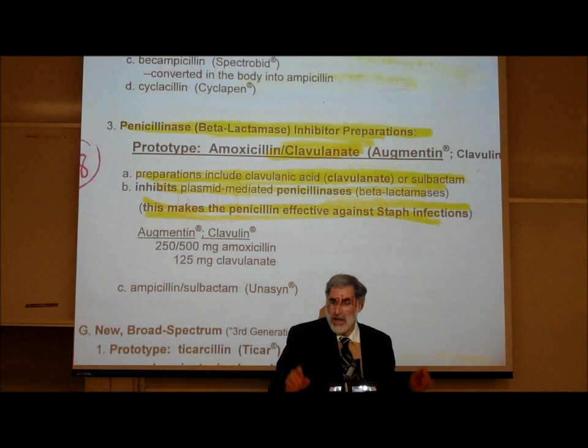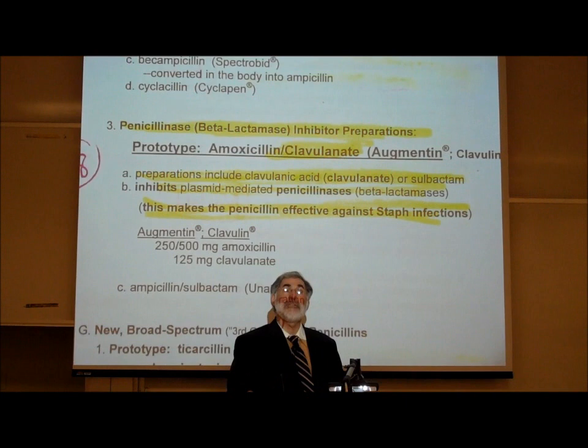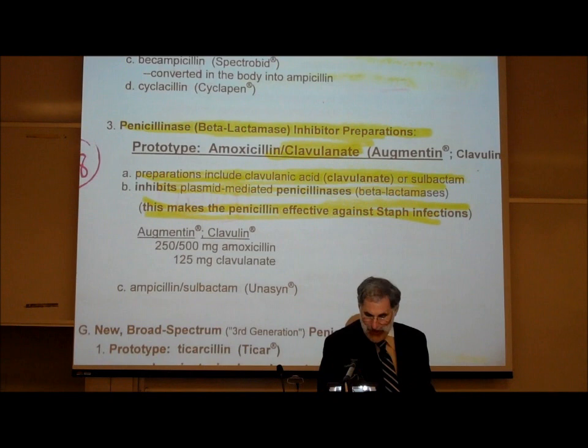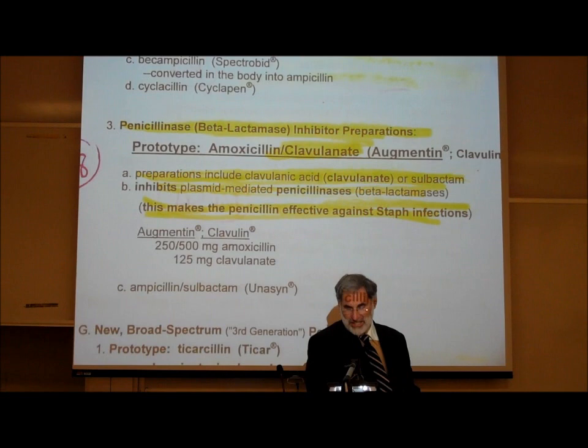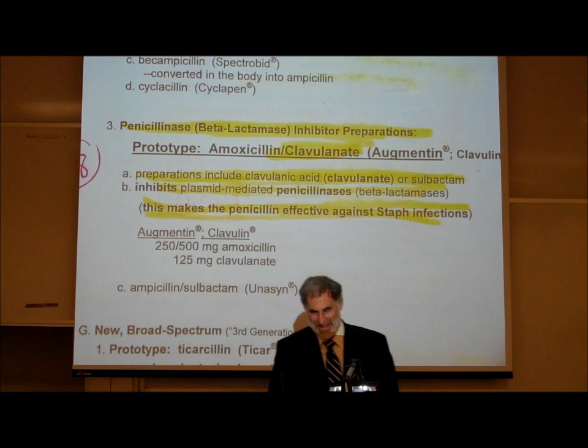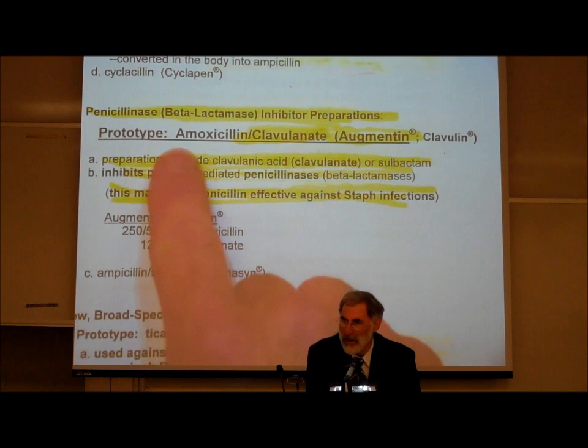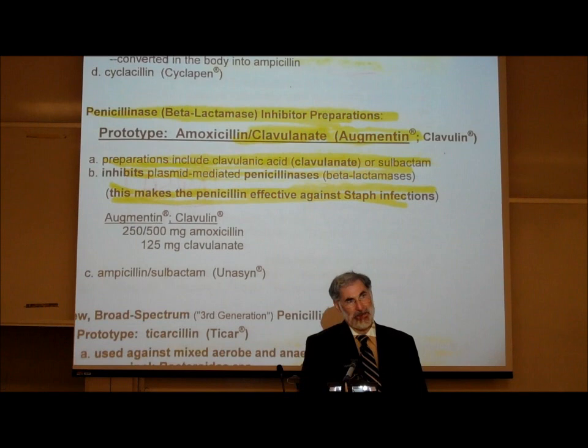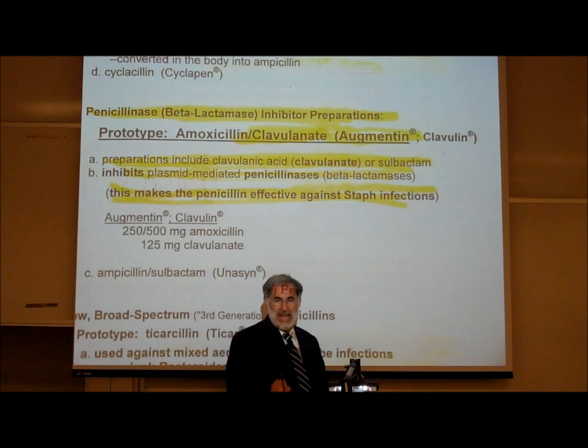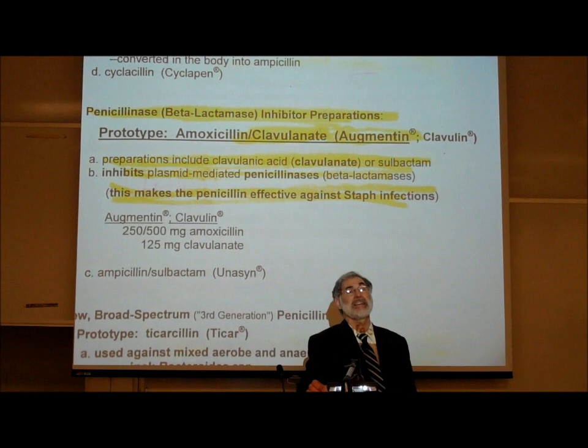hurt us. But you've combined with the amoxicillin clavulanate. Clavulanate stops the penicillinase enzyme from working so that the amoxicillin will kill the staph. So this combination goes na na na na na na to the staph infection. The reason they call it augmentin is it's amoxicillin augmented or enhanced with clavulanate. So basically augmentin is amoxicillin plus clavulanate, which makes it effective against staph.